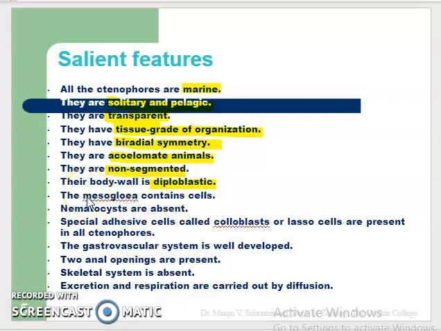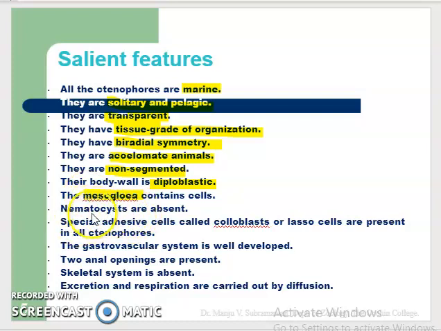If we call them diploblastic, it means there will be the ectoderm and endoderm, and in between you can see the so-called mesoglea. We will be studying it with the picture in the coming slides. We will be discussing the mesoglea in detail.